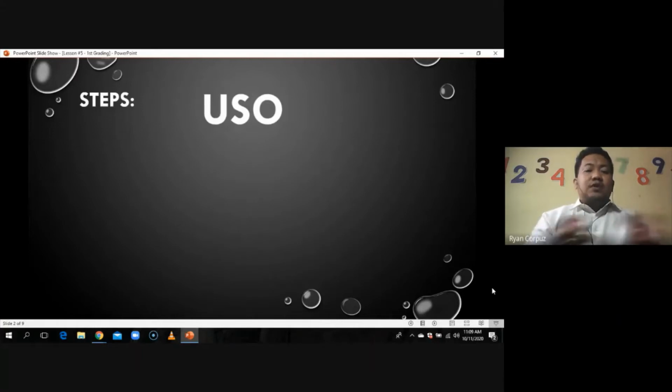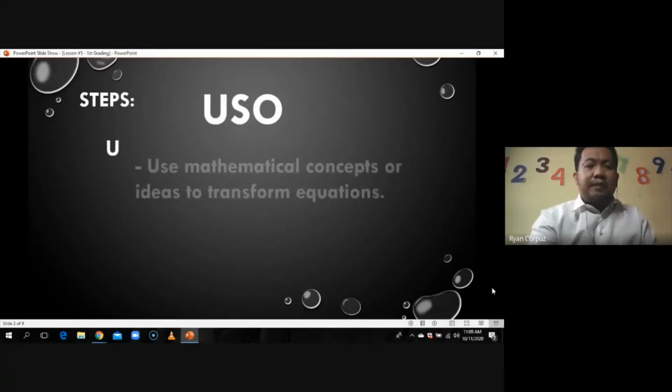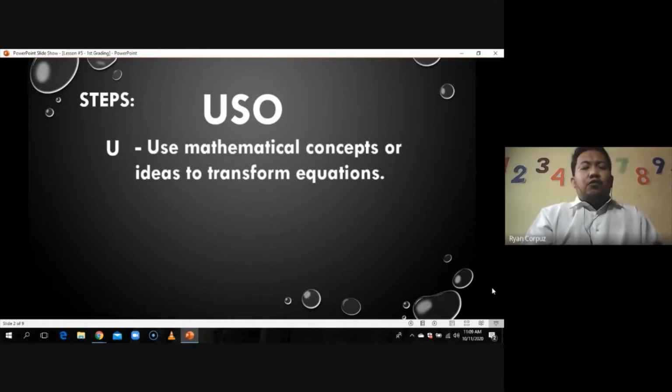So, yun yung steps natin na tinatawag nating USO. So, ano ba yung steps na yan? Let's start with the first one. U. Sabi dito, in order for you to transform equations which are not at first quadratic, but if we make use of mathematical concepts, we can make it quadratic. So that's why the first thing you are going to do is use mathematical concepts or ideas to transform equations.